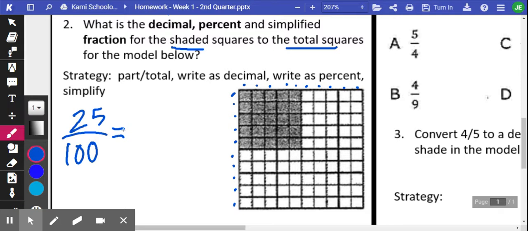So 25 shaded out of 100. So that's going to be 25 hundredths or 25%. And that's also going to be 25 hundredths.